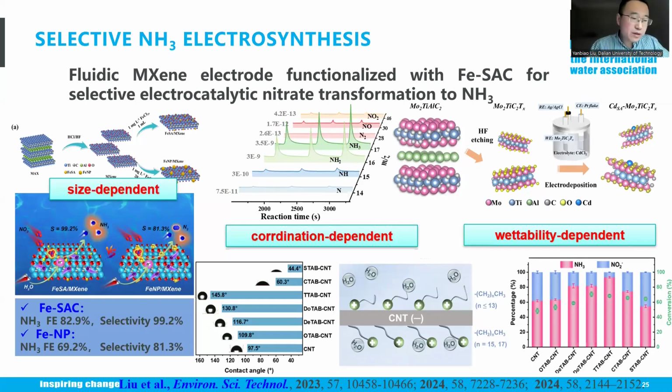We can also synthesize ammonia from nitrate by using electrified membrane technology. We found that the ammonia yield and the Faradaic efficiency of the system were highly size dependent, coordination dependent, and also wettability dependent. For example, we compared iron single atoms and iron nanoparticles by just changing the size of the iron catalyst. The ammonia selectivity and Faradaic efficiency were quite different. As you can see, the iron single atom catalyst outperformed the iron nanoparticles.